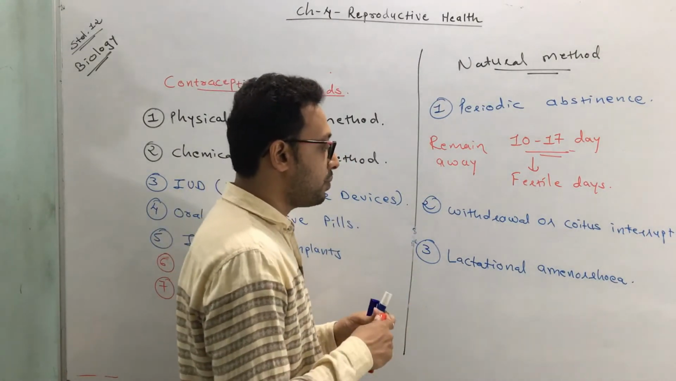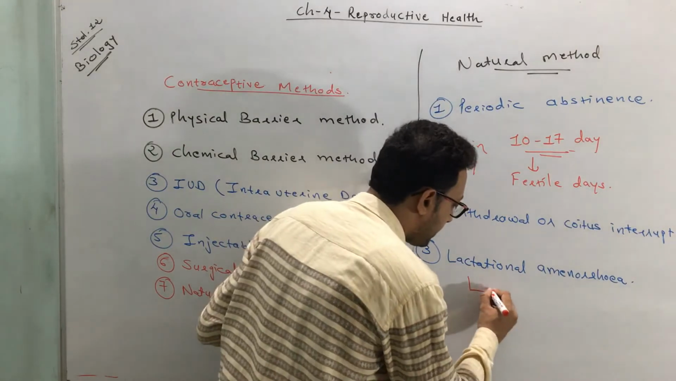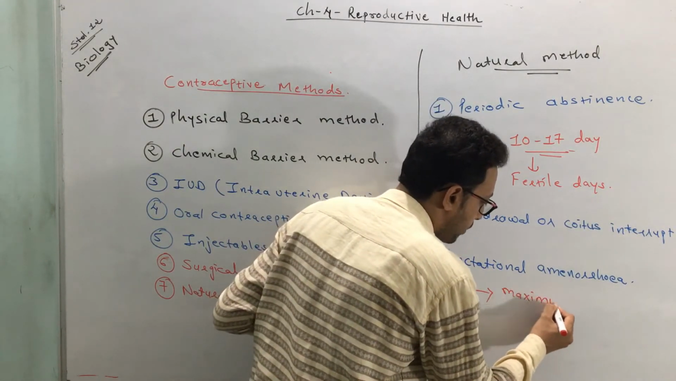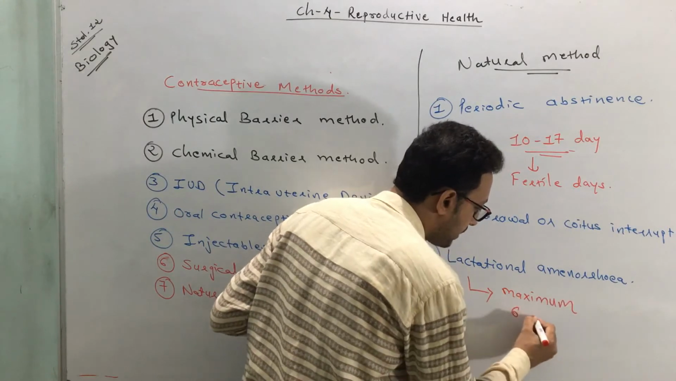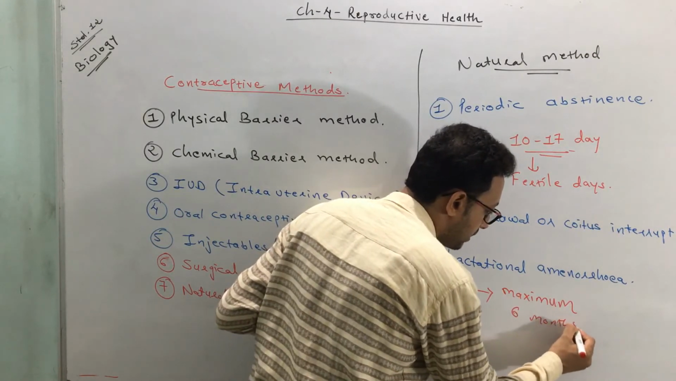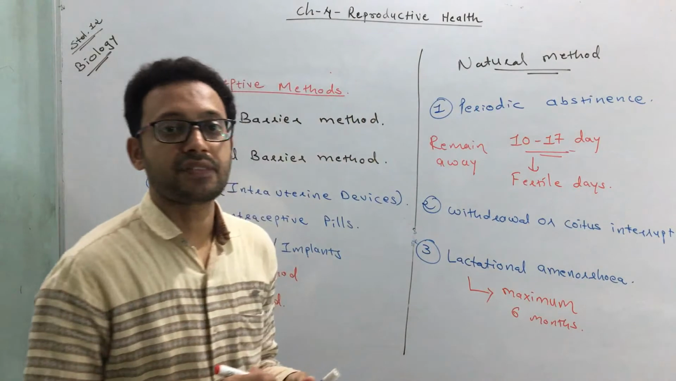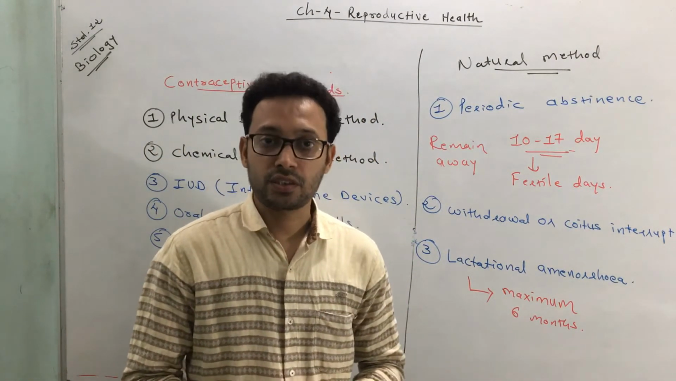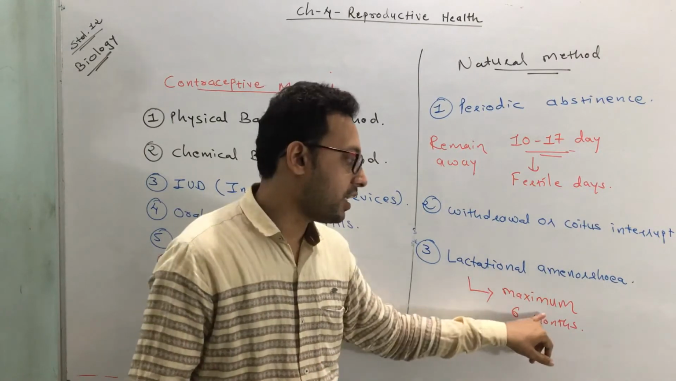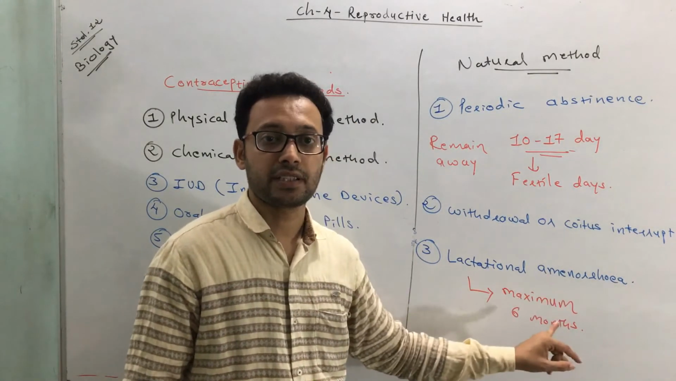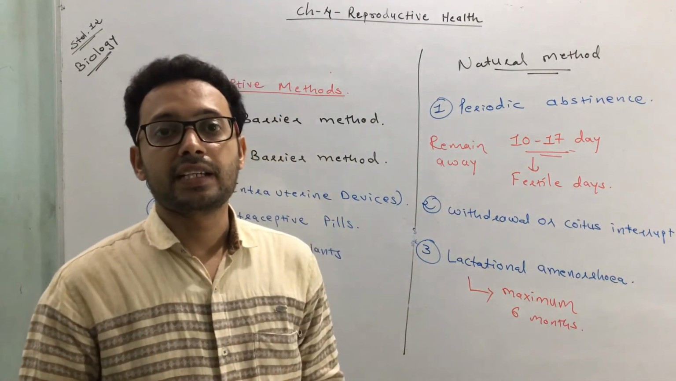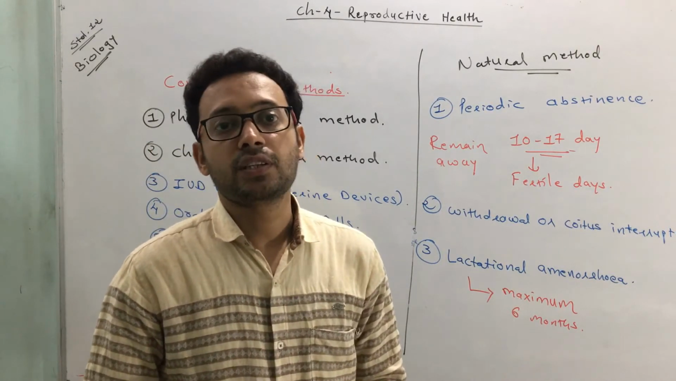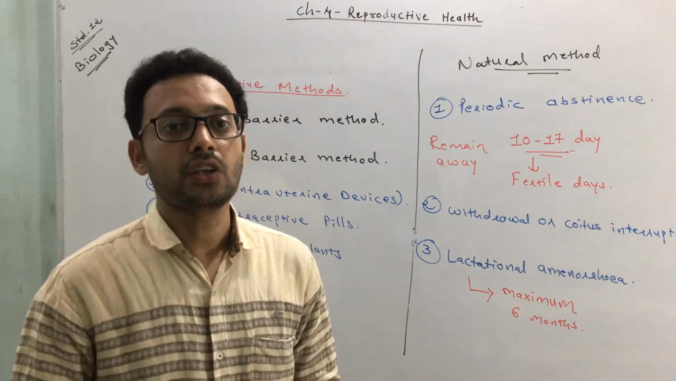But one thing has to be kept in our mind, that this method can provide protection for a maximum of 6 months. This is the maximum time period after delivery of a baby for which it can provide protection. Okay, and I again repeat, this is the maximum limit. So lactational amenorrhea provides a maximum of 6 months of protection after parturition or delivery of a baby.